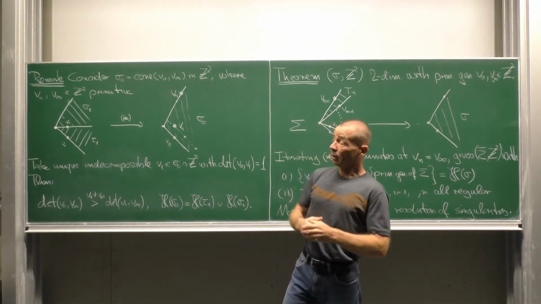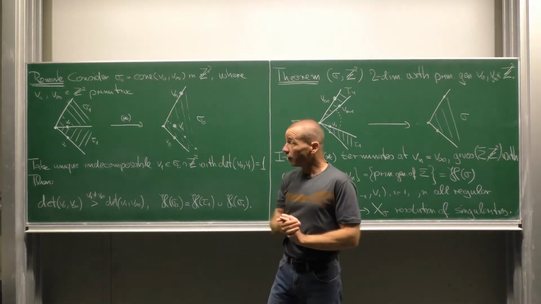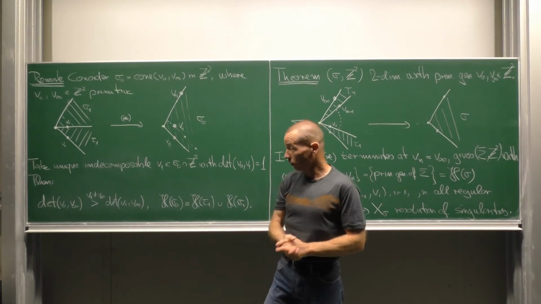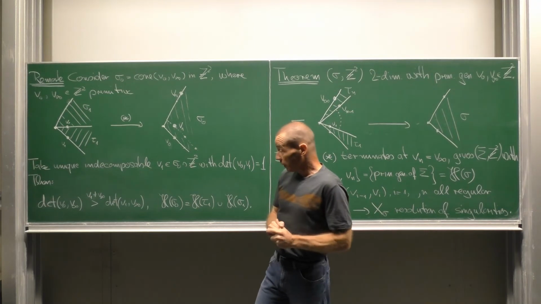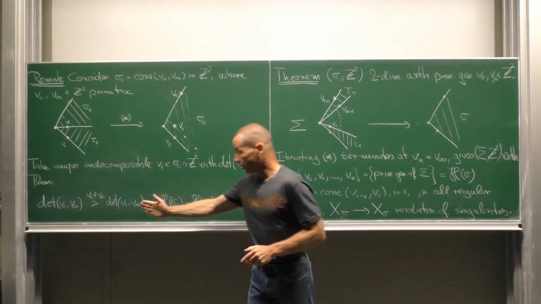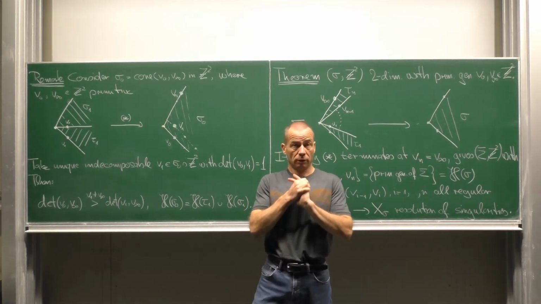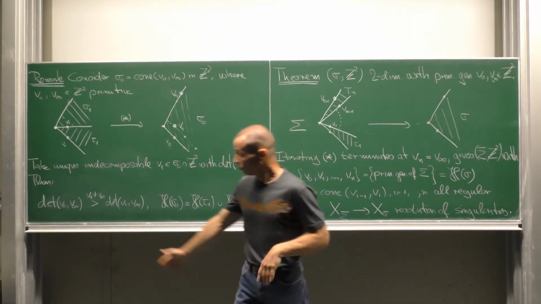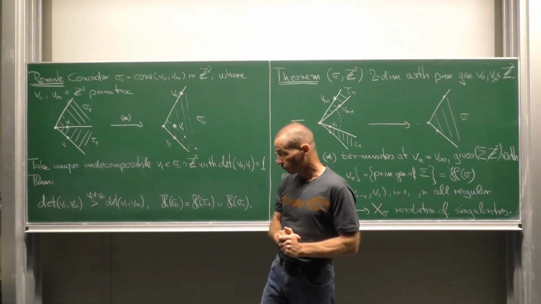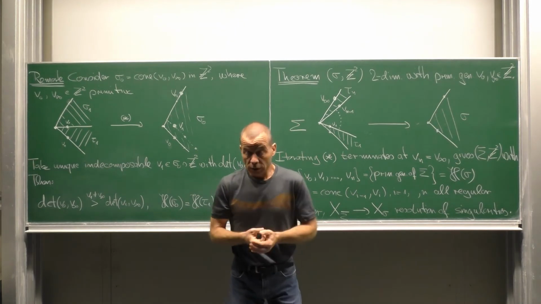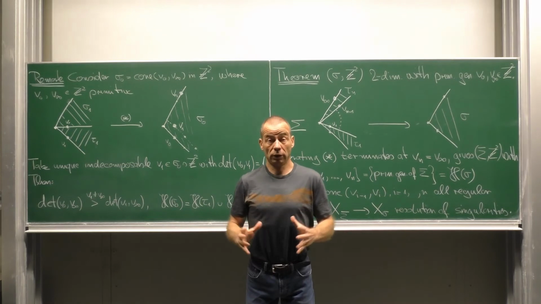If not, then we insert this ray through v_1 and subdivide into two cones. Tau_1 is regular, and sigma_1, the other cone, has a determinant of v_1 with v_infinity strictly smaller than the determinant of v_0, v_infinity. Now, if we iterate this procedure, in each step the determinant decreases.